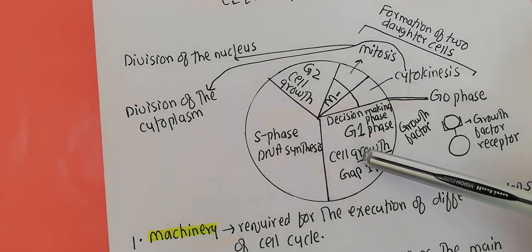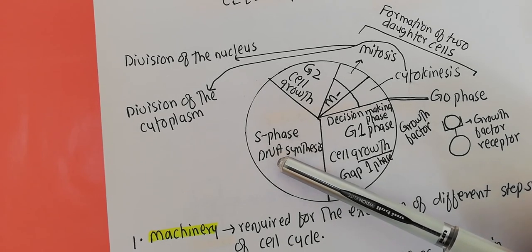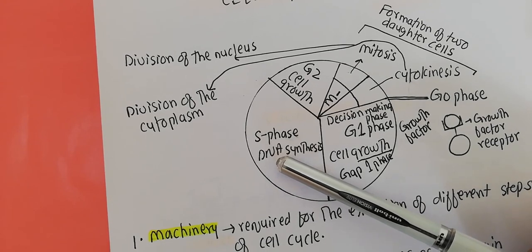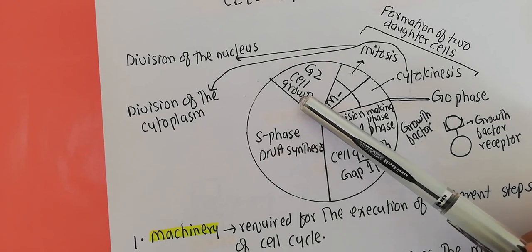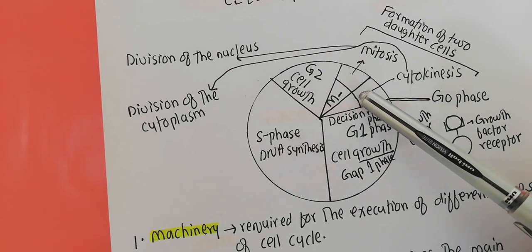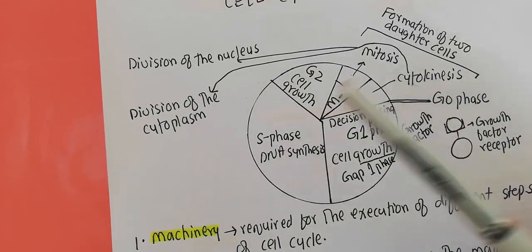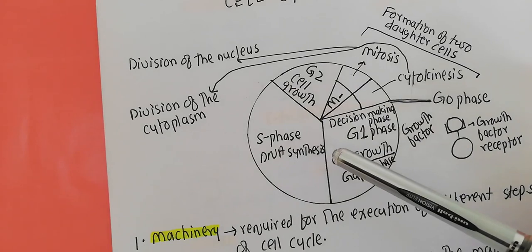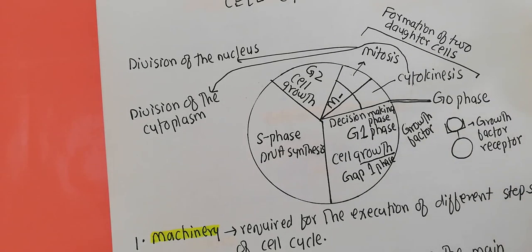If it decides to go for cell division, it moves toward the S phase, where the DNA is synthesized, that is replicated, for equal division between the two daughter cells at the end of the cell cycle. Then you have the G2 phase, which is actually the quality control phase. We will discuss that in detail. And then you have the last phase of the cell cycle, known as the M phase, divided into mitosis, which is the division of the nucleus, and cytokinesis, which is the division of the cytoplasm. In the end, you get two daughter cells after cytokinesis.